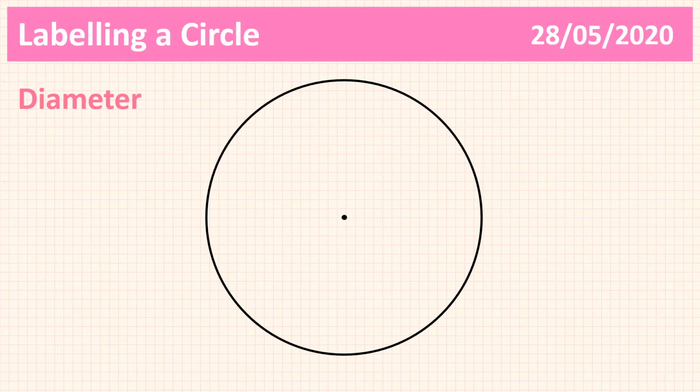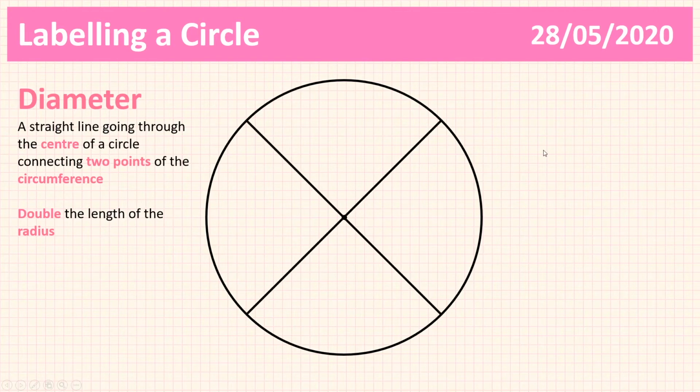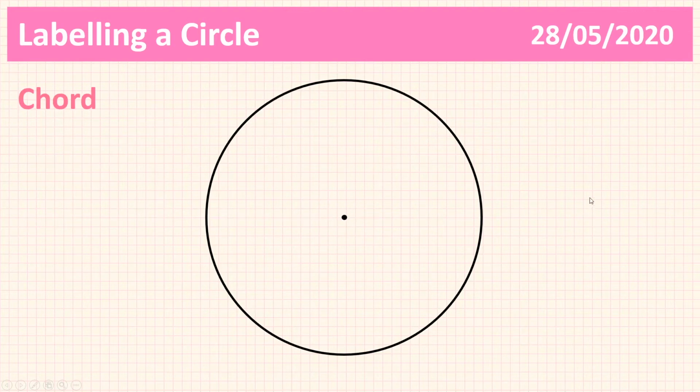Okay, so now we're going to look at the diameter. The diameter is a straight line that goes through the center of the circle and connects 2 points on the circumference. So 2 points on the circumference, we're going to connect them with a straight line that goes through the center. The key thing is that it has to go through the center of the circle. That's the key to what a diameter is. The diameter is double the length of the radius. So here's some diameters for you. It can be any 2 points, I've just picked a couple. As long as it goes through the center and you're connecting 2 points on the circumference, that is known as a diameter.